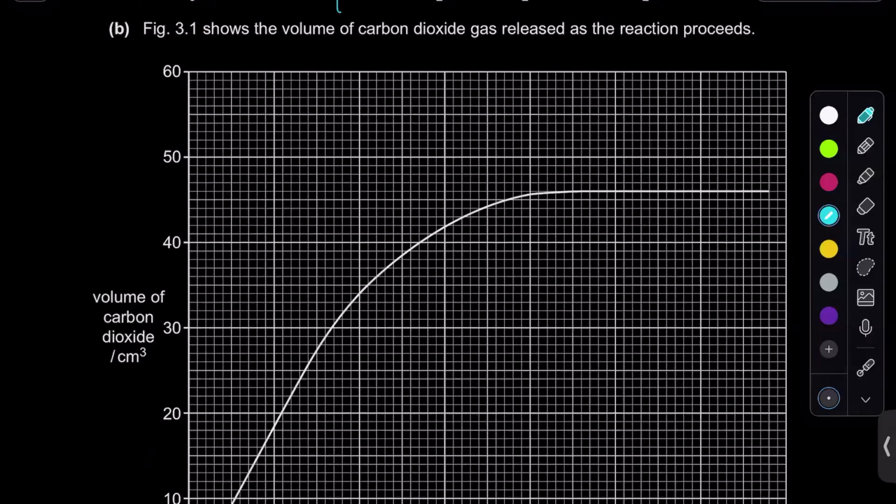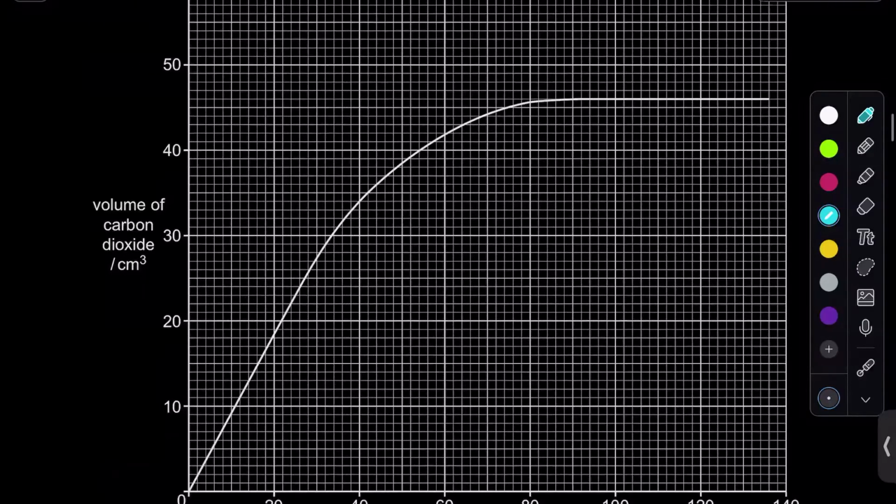The graph shows the volume of carbon dioxide released as the reaction proceeds. So you can see two things from here. One is the rate of reaction, or how soon or slowly the reaction completes. So you can see that it completes here. That tells us the rate.